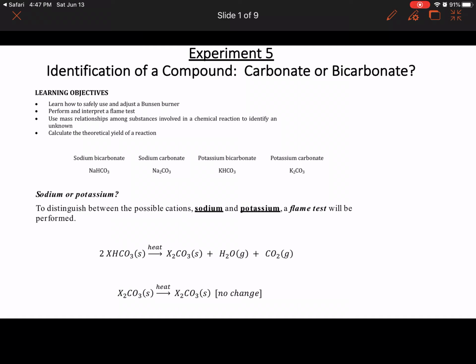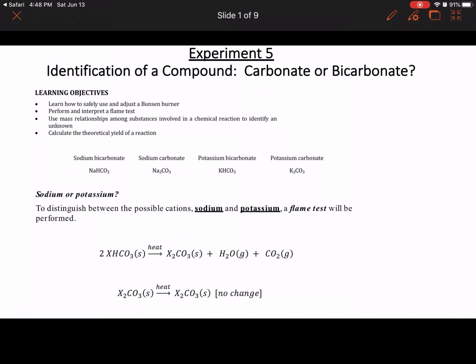Okay, and then the 4 unknowns that will be given to you are sodium bicarbonate, NaHCO3, also called sodium hydrogen carbonate, and sodium carbonate. So we have 2 sodium compounds, sodium hydrogen carbonate and sodium carbonate. And we have potassium hydrogen carbonate, or potassium bicarbonate, and potassium carbonate. These are the 4 unknowns. You will be given them as unknown 1, 2, 3 or 4. You will not know which compound you are getting at the beginning, but at the very end you're going to figure out what is the unknown that is given to you.